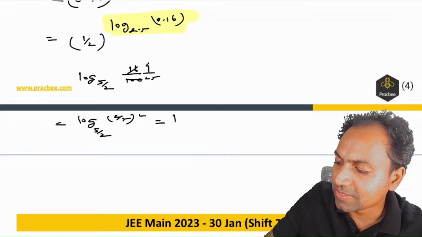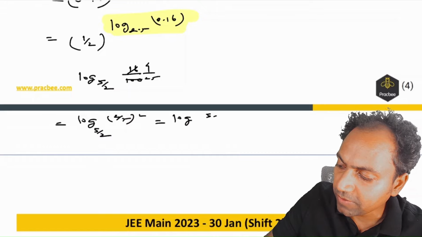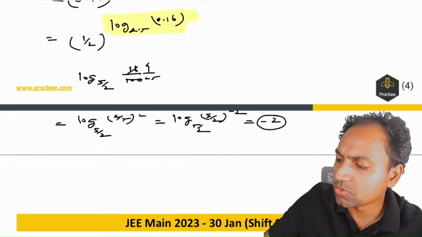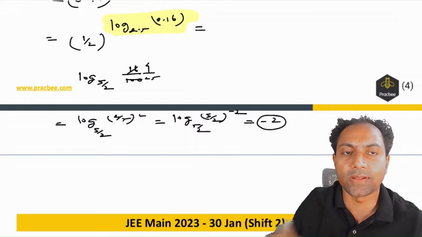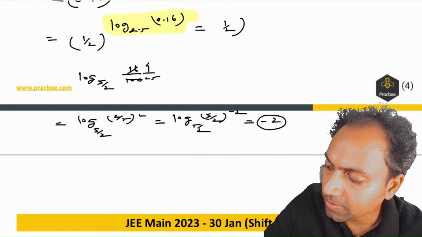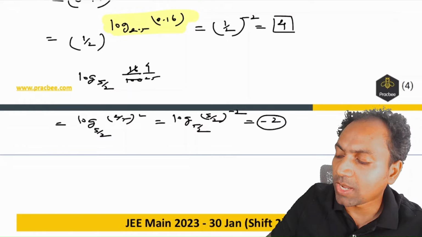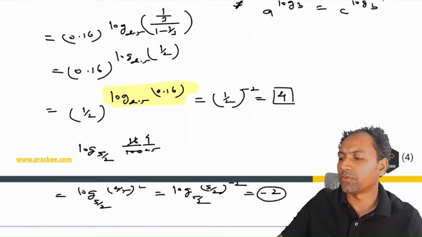We can further simplify and write this as 5 by 2 raised to the power minus 2 to the base 5 by 2, and the answer comes out to be minus 2. So what was written in the power has now become nothing but minus 2. So this becomes 4. So the answer to this question comes out to be 4.